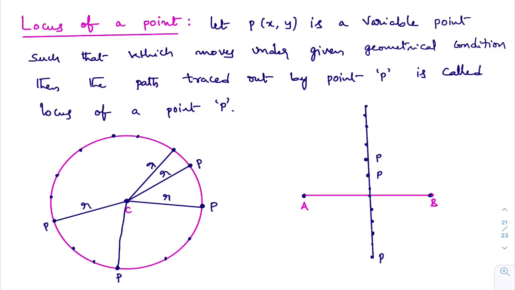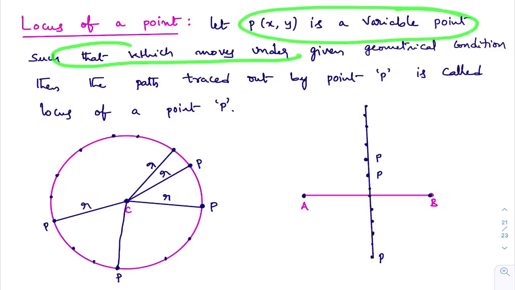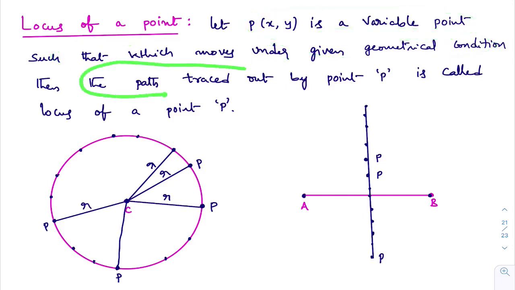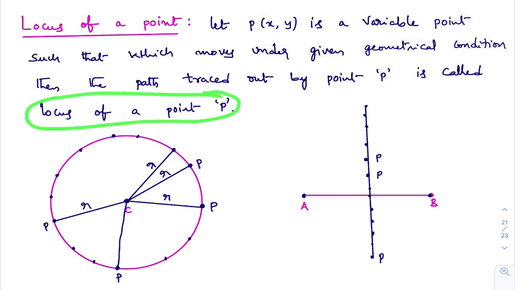What is the locus of a point? Let P(x, y) be a variable point which moves under a given geometrical condition. Then the path traced out by the point P is called the locus of the point P. What is the main point here? The locus of a point means it is a curve. That curve may be a circle, a straight line, or a parabola. It is based on the given condition.